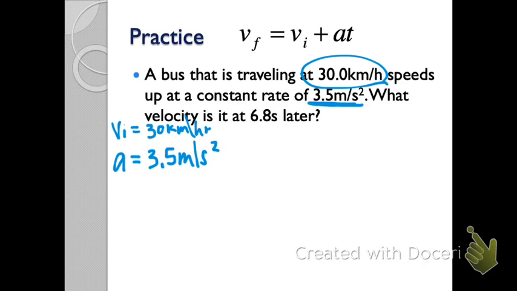Can I use those values in the same equation? I cannot. I cannot plug in kilometers per hour and then meters per second squared into the same equation. My units have to match. So what's my shortcut to go from kilometers per hour to meters per second? Good. Divide by 3.6. That's my shortcut. If you don't remember that shortcut, you can always solve it using a T-chart, but that's going to save you a lot of time.